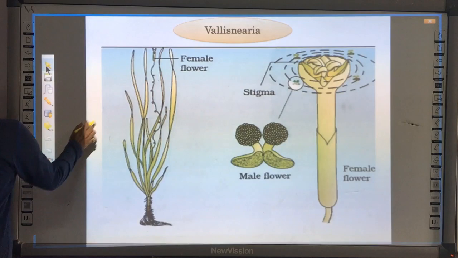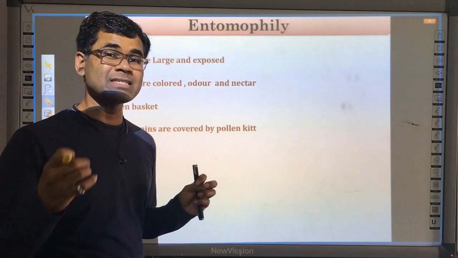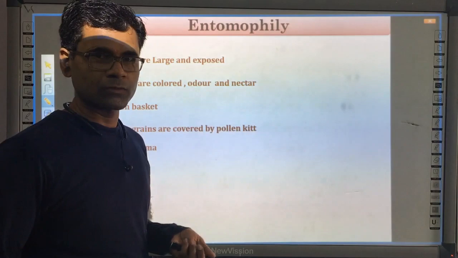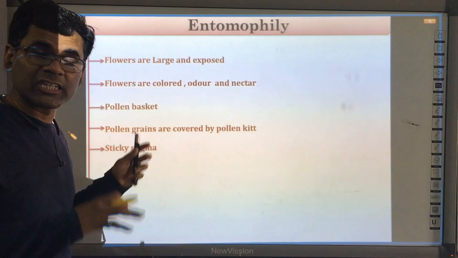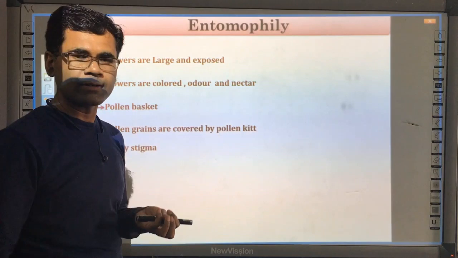Next one is entomophily. Very important, very interesting. In entomophily, most of the pollinating agents belong to the insect category. So the pollination in which the pollinating agents are insects is called entomophily. What are the characteristics of an entomophilous flower? First one, the flower is large and exposed so that insects can easily visit the flower and take the nectar. As a result, the pollen grain can attach to their body and then it can move.